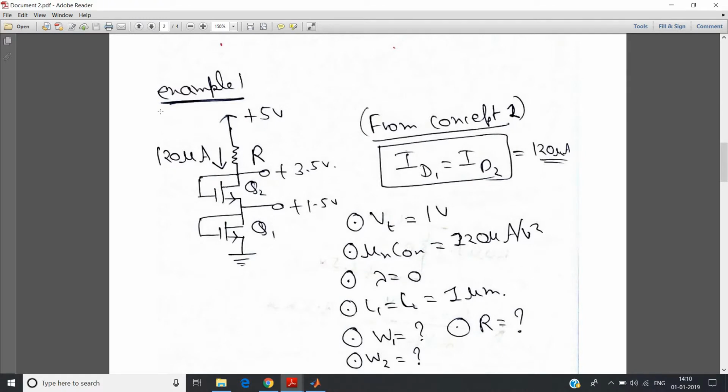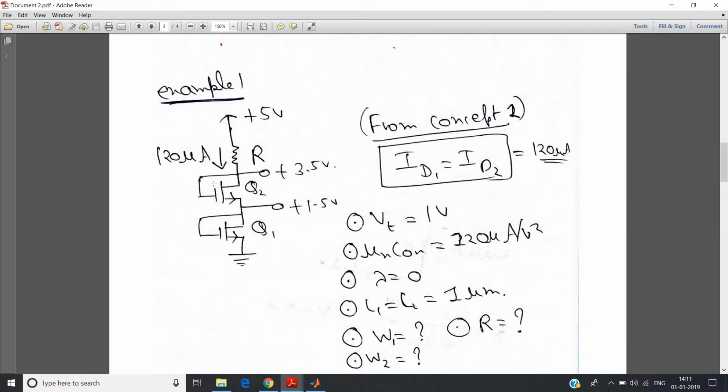This is the circuit given, and some data which is required to solve this type of numerical is also given. See, 5 volt is connected here, then one resistor R is there, and 120 microampere current is flowing through this, as you can see it is already given. Now this is Q2 transistor and this is Q1 transistor. For the Q2 transistor, the drain potential is given as positive 3.5 volt, and for the Q1 transistor, the drain potential is given as plus 1.5 volt.